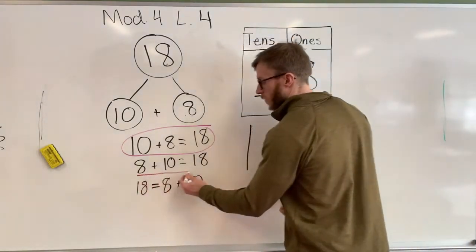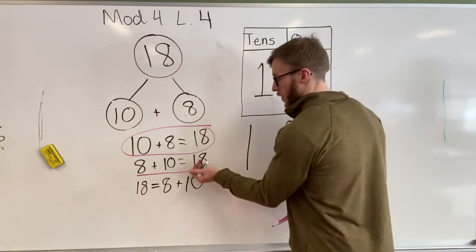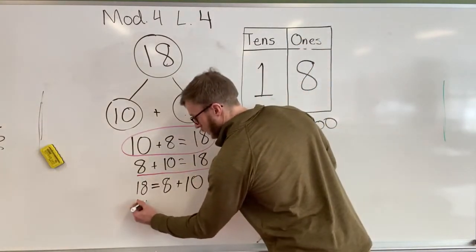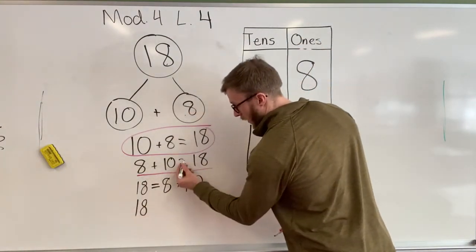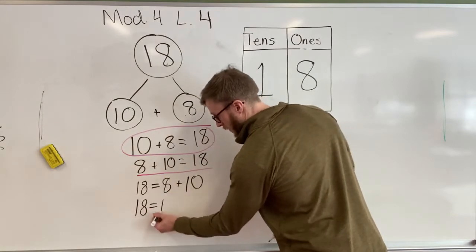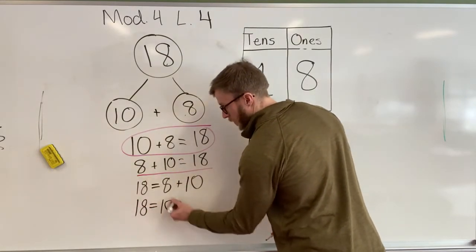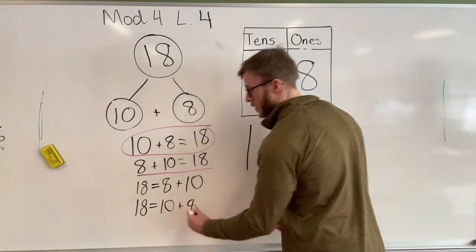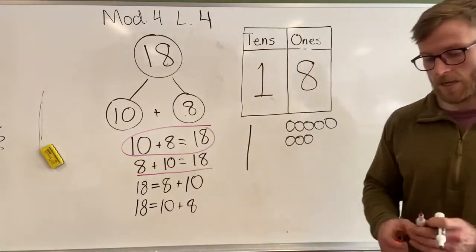Now I want to write this one backwards. So I'm going to start with the 18 again. Then I go with the equal sign. Then the 10. Then the plus. Then the 8. So I have 18 equals 10 plus 8.